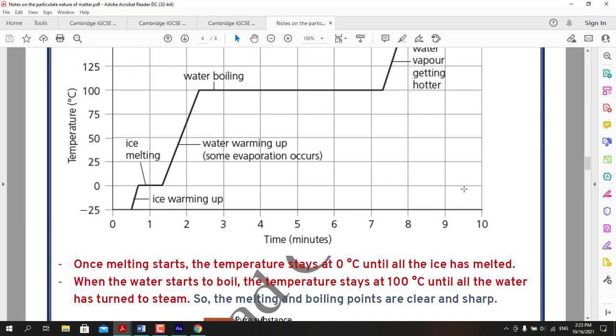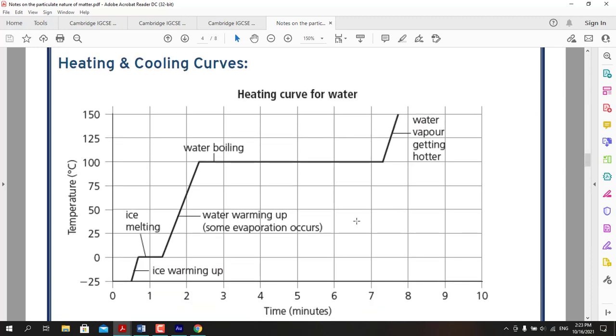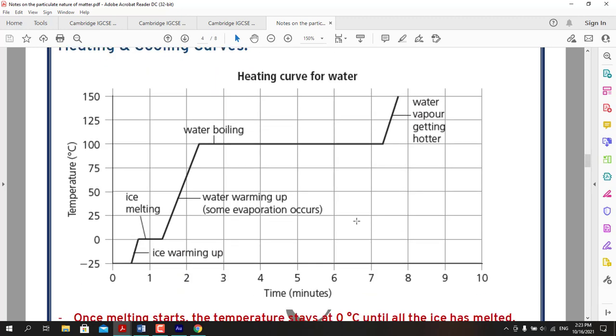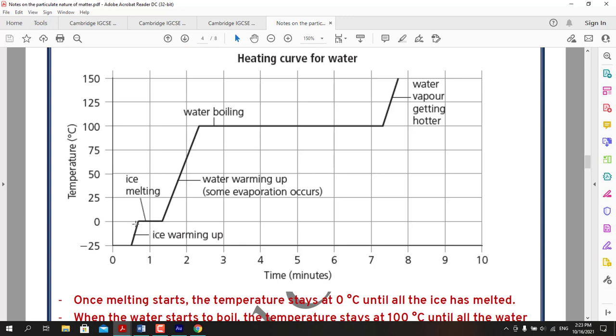Now back to the heating and cooling curves. So a heating curve represents the phase change when we apply heat to a substance. Okay? Here we have a pure substance. How did we know? We have sharp melting points and boiling points. What do I mean by sharp?